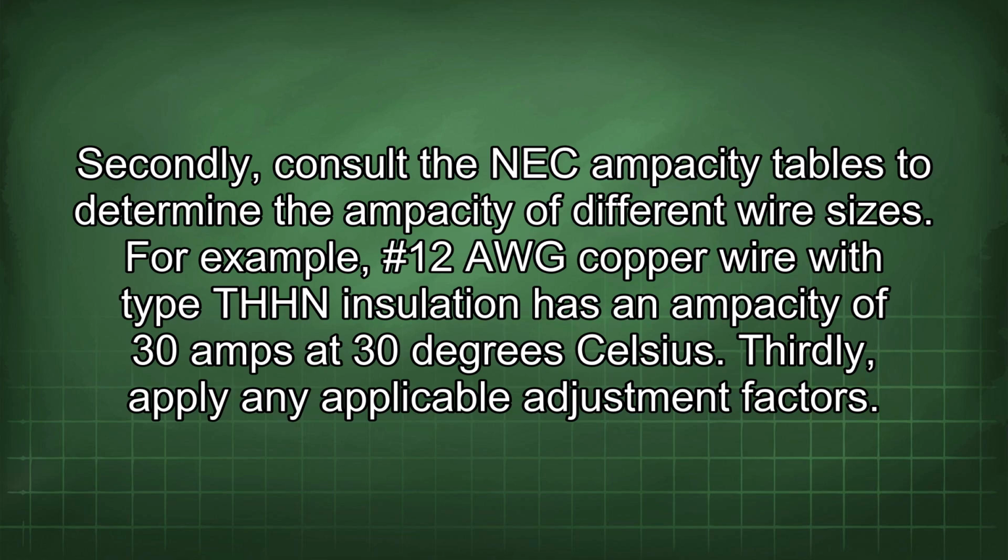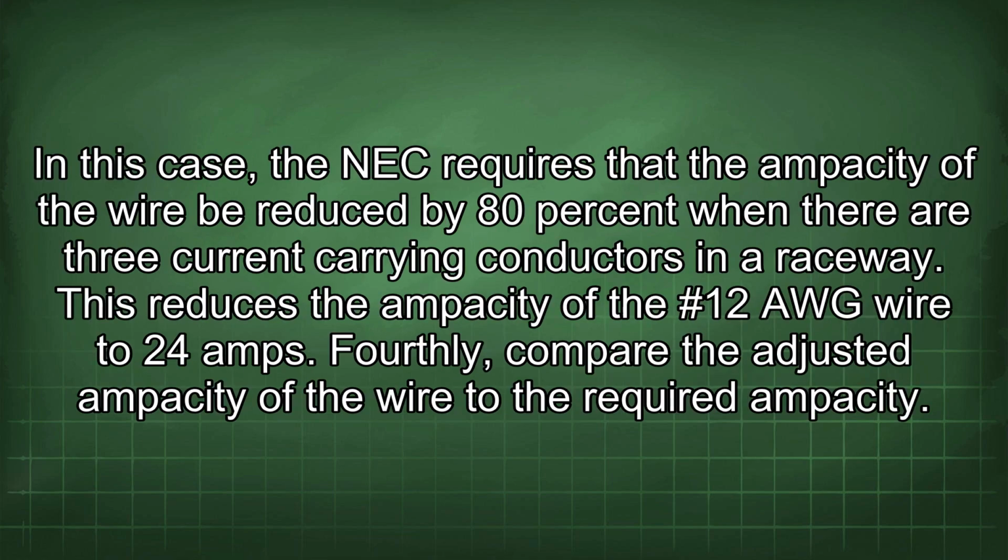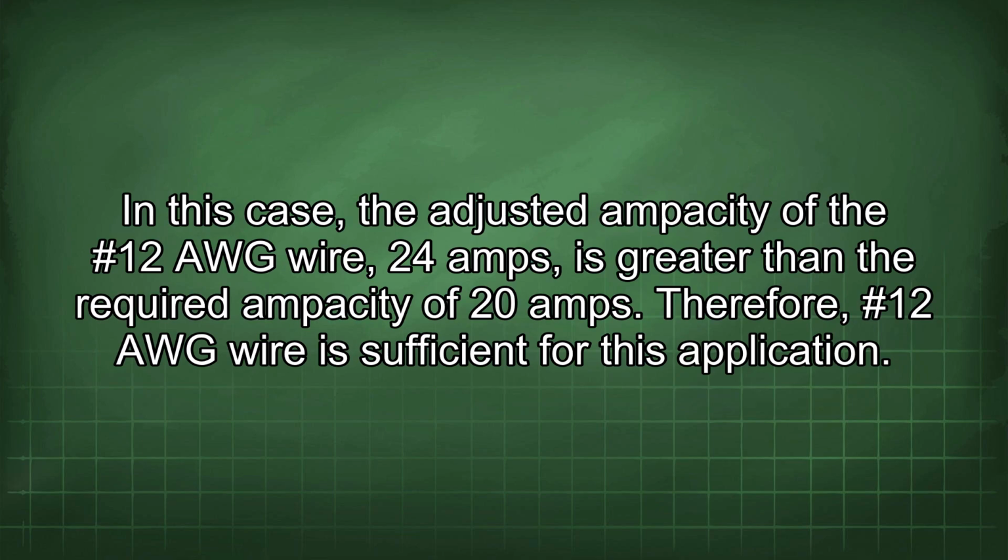Thirdly, apply any applicable adjustment factors. In this case, the NEC requires that the ampacity of the wire be reduced by 80% when there are 3 current carrying conductors in a raceway. This reduces the ampacity of the #12 AWG wire to 24 amps. Fourthly, compare the adjusted ampacity of the wire to the required ampacity. In this case, the adjusted ampacity of the #12 AWG wire, 24 amps, is greater than the required ampacity of 20 amps. Therefore, #12 AWG wire is sufficient for this application.